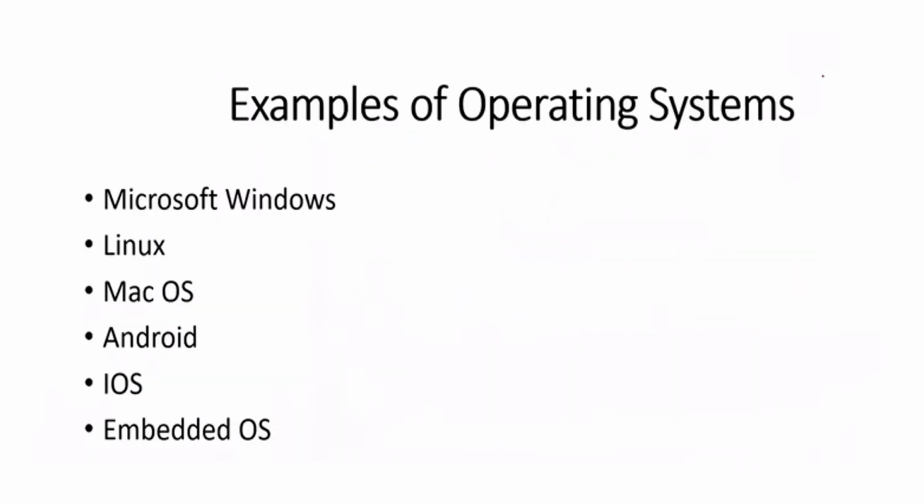You can see the examples of operating systems: Microsoft Windows, Linux, Mac OS, Android, iOS, and embedded OS. The first three are used for PC, these two are used for mobile applications, and the embedded OS is for embedded systems.